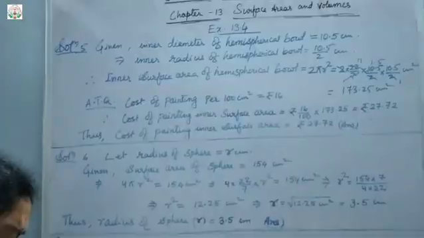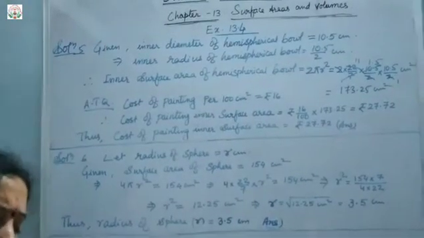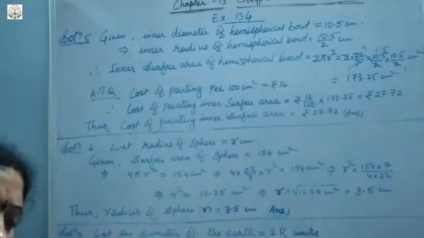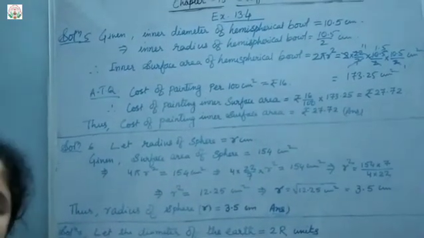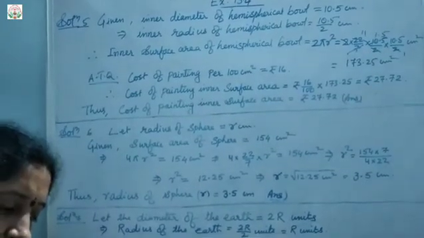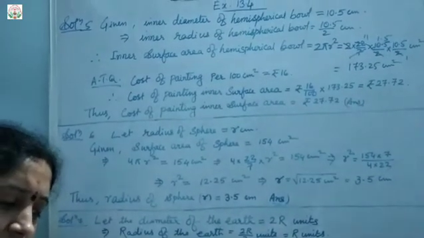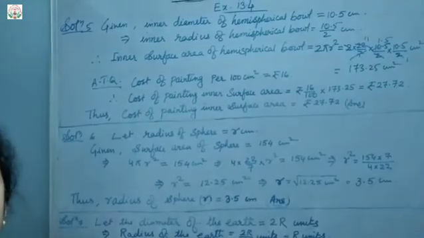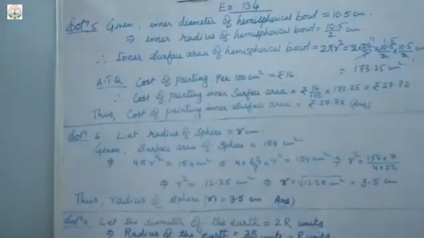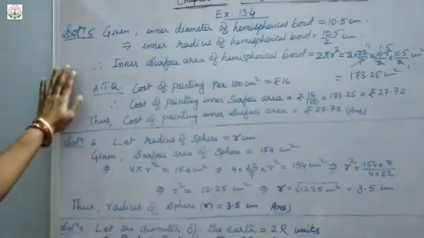Okay. Now see children, the fifth question. A hemispherical bowl made of brass has inner diameter 10.5 cm. Find the cost of tin plating it on the inside at the rate of rupees 16 per 100 cm square. Now let us see the solution for it.